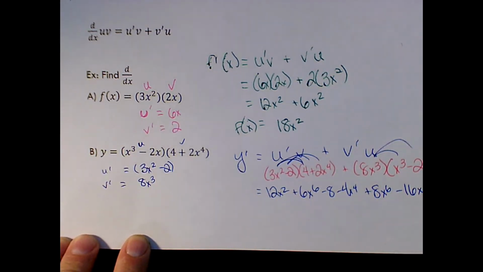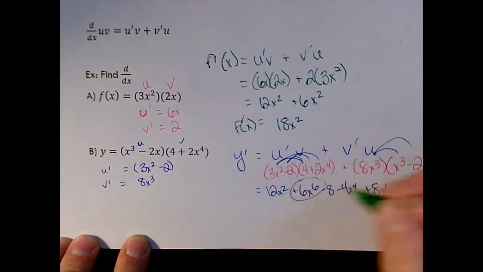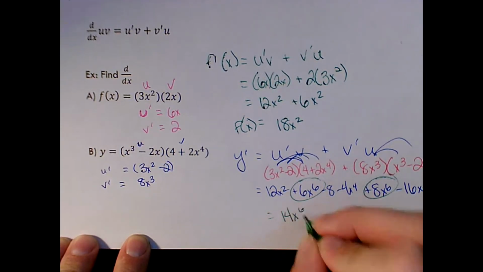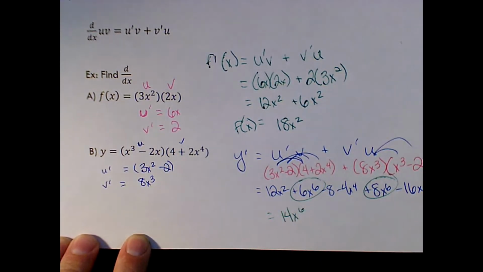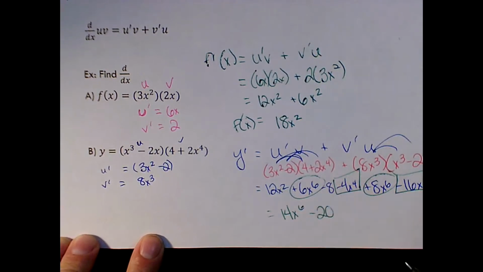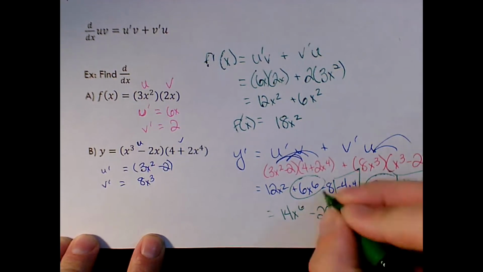Let's see what like terms I've got here. Let's start with the biggest. Let's start with u. 14x to the sixth. Got u, babe, minus 20x to the fourth. And then plus 12x squared minus 8.